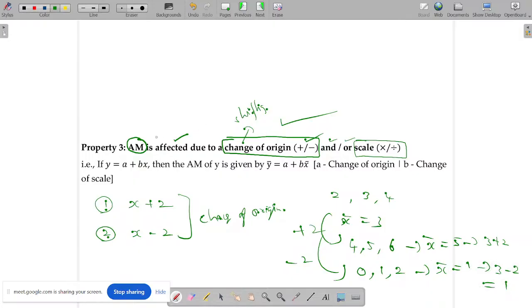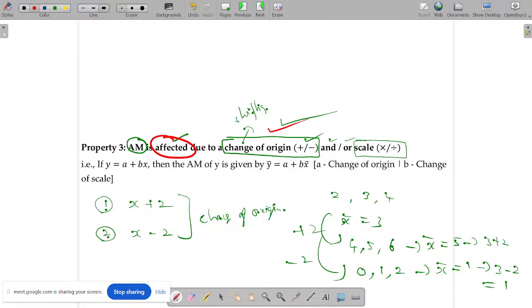Now try to link with this. Arithmetic mean is affected. When is it affected? When you change the origin. Which means to each and every value of x, if you add a constant value throughout, the arithmetic mean is also added by a constant. This is what you call as affected.